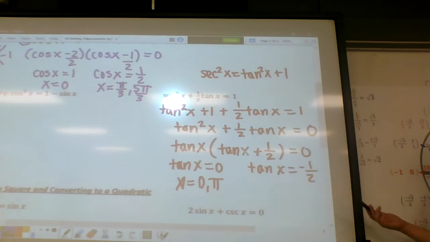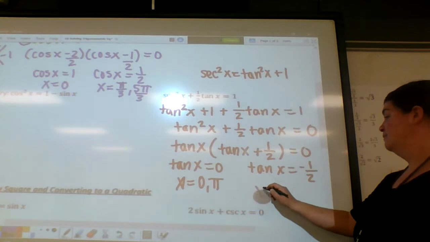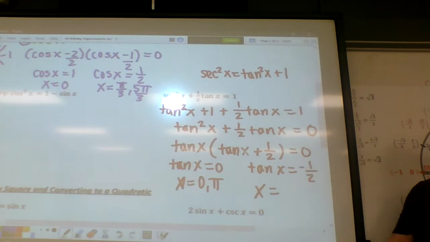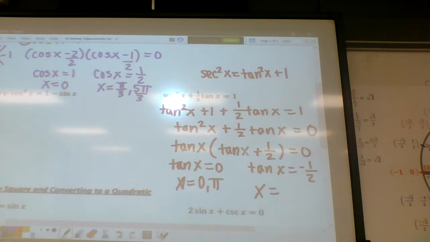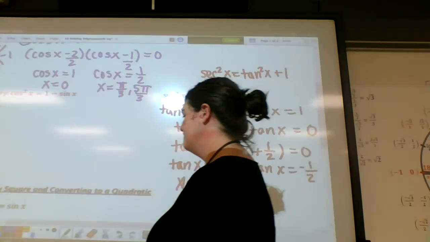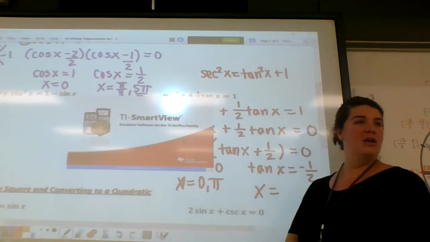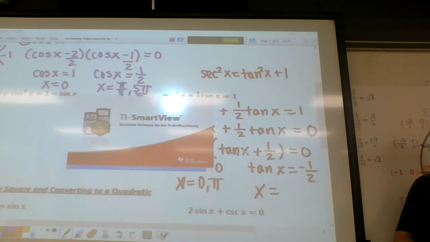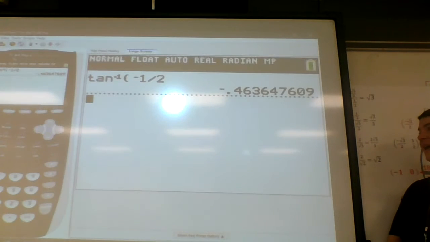The only thing here is that this is just not a nice number, is it? It's not like a pi over 3 or a pi over 4 or a pi over 6. So how can we figure out what angle that actually happens at? We've solved this before. How can you solve for an angle? It's the one where it's like the negative 1 of tangent. What's that called when you have tangent to the negative 1? The inverse. So you're going to inverse this.